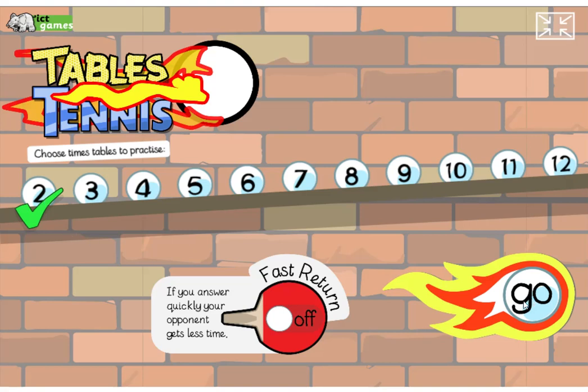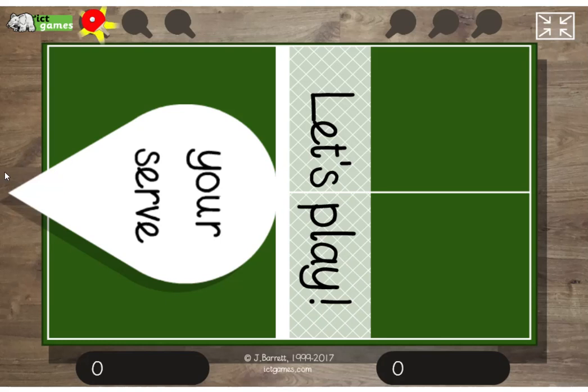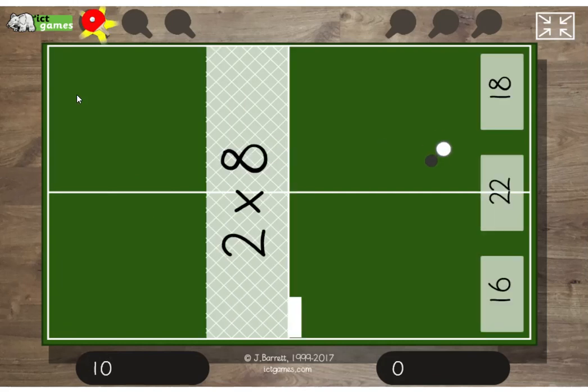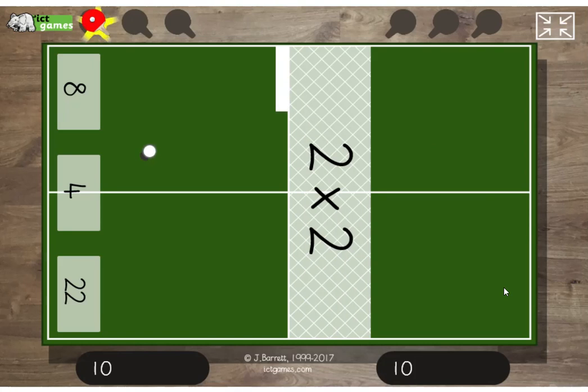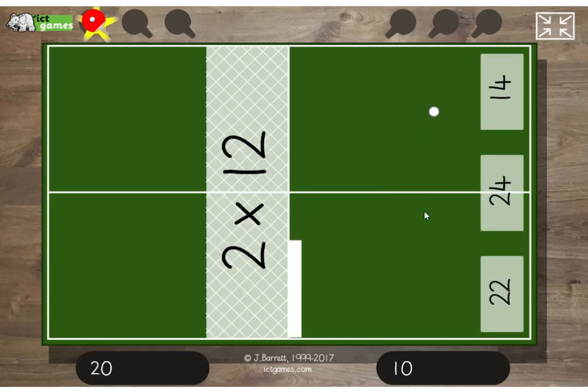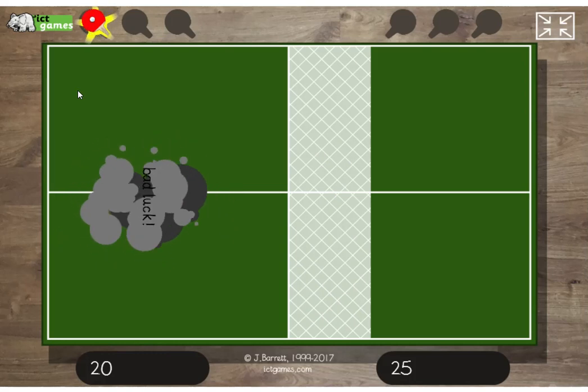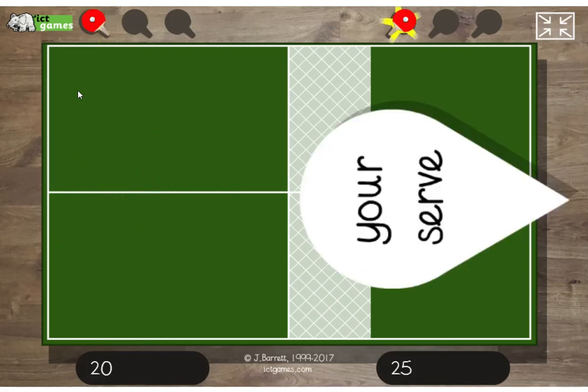Choose 2, press go. One person sits here, one person sits here. 2 times 5, that's 10. 2 times 8, oh, 16. 2 times 2, oh, 4. Can you see you're playing table tennis? 2 times 12, 24. 2 times 6, oh, bad luck. So that's for the year 2s who feel super comfy with their 2 times table and think that's a bit too easy for them. That'll suit you just fine.